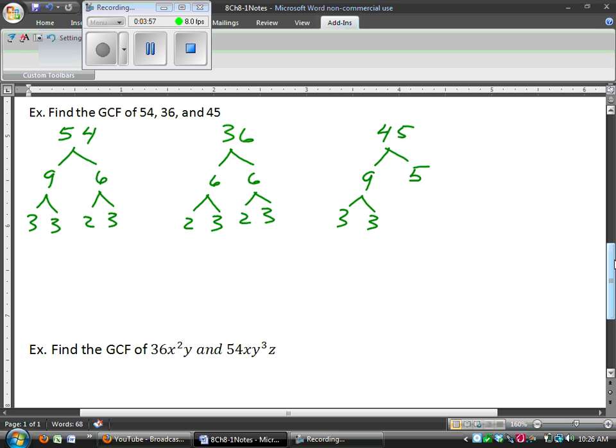Now we have to pick out everything that they share in common. They all have a 3, and they actually all have a second 3. So we can put a box around that 3. Now we have to see if there's anything else. There's a 3 for the 54, but nothing else has a 3 left. There's a 2 in the 54, a 2 in the 36, but there's no 2 in the 45. So the only thing they have are 3 times 3, which gives me a GCF of 9.